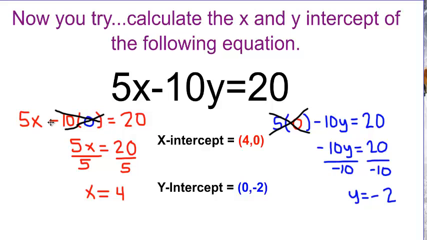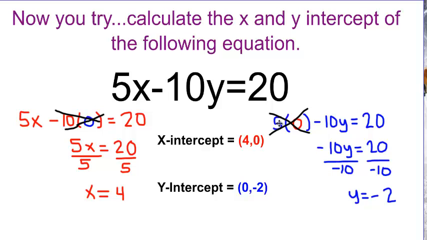Here we can see that to find our x-intercept, 5x minus 10 times 0, we're plugging in 0 for y, equals 20. We get a multiplication equation, 5 times x equals 20, so to undo that, we divide by 5 on both sides and get x equals 4, which leads us to our x-intercept of (4, 0).